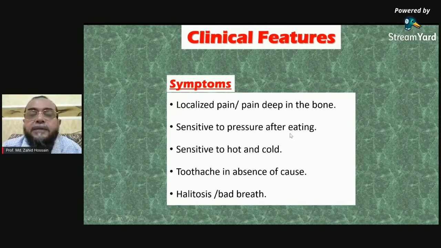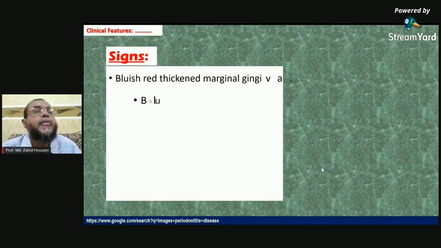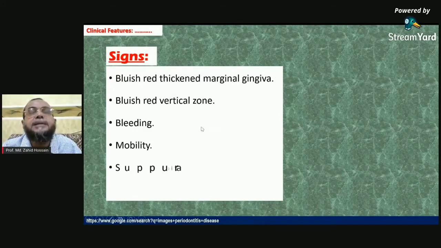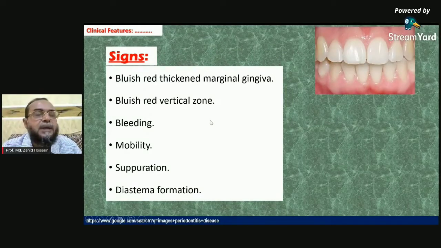Sensitive to pressure after eating, sensitive to hot and cold, toothache in the absence of a cause, even sometimes occurs. Okay. Halitosis is very common. Halitosis or bad breath is very common in periodontal disease, and if there's a pocket, you have more and more bad breath. Signs of pocket: bluish red thickened marginal gingiva, bluish red vertical zone, bleeding, mobility, suppuration, diastema formation. These things are very common.